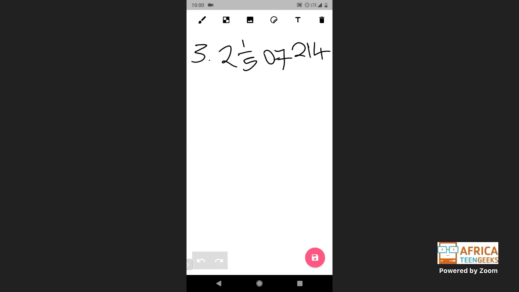We'll have 5 multiplied by 2 plus 1, and that will be 11. And you remember "of" equals to what? "Of" is the same as multiplication. We will have 11 over 5 multiplied by 214 over 1.